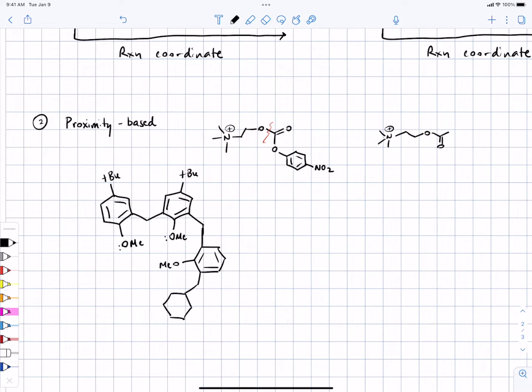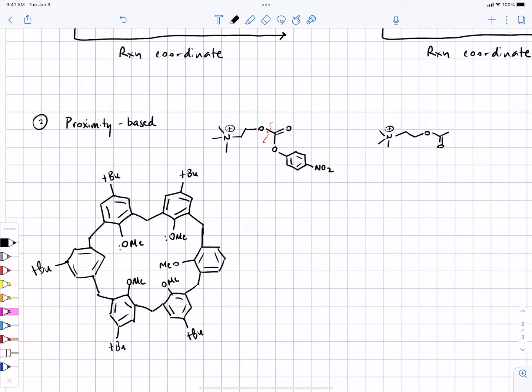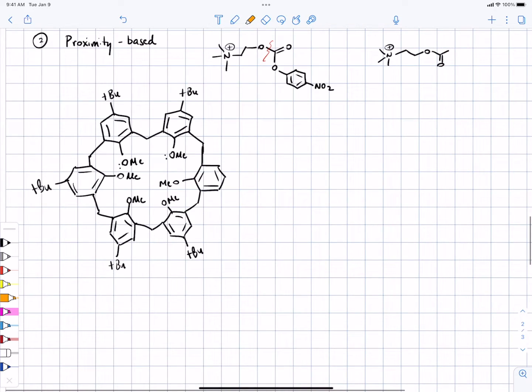I think there were maybe 6 of these methoxyphenyl groups. This is why we like ChemDraw, because that way you don't have to beat yourself up while drawing. All right, so this portion of the molecule was designed to bind a cation.